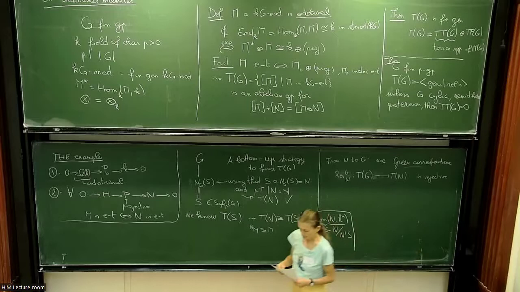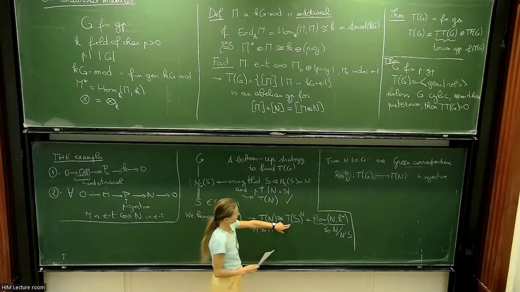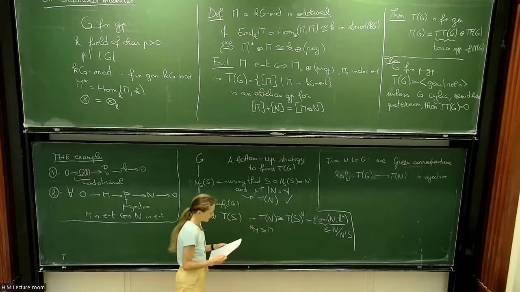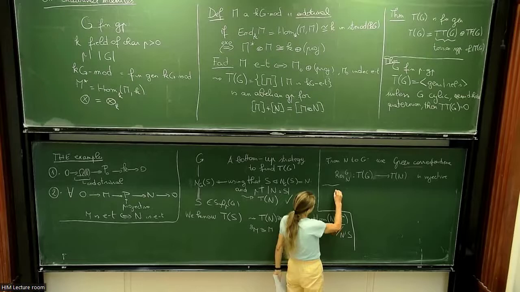Okay. But we must be careful that it is injective in general, not surjective. Which means that the image of T of G will be mapped into this guy here. Okay, so there are some cases in which this is very well behaved. So in particular, that works well.